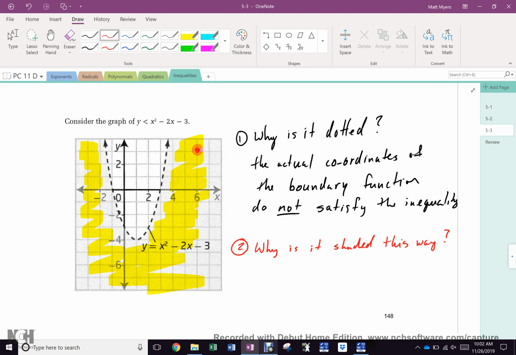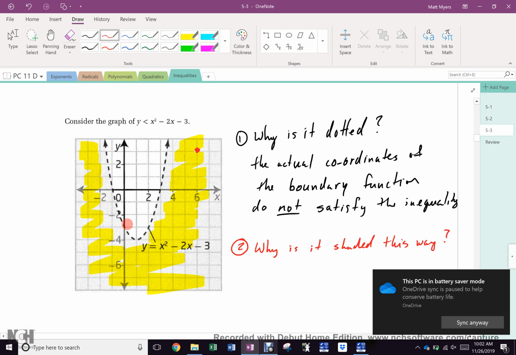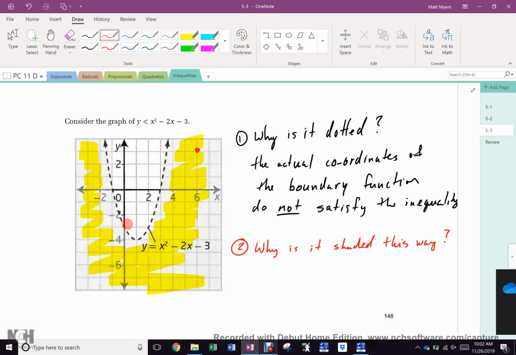So now the other thing you may want to say is less than, and you may want to go back to above and below, right? Because if we flatten this parabola down, we've got above and below, easy peasy, yeah? So that's your guess of a shortcut. What's the real reason? Why is it shaded this way?